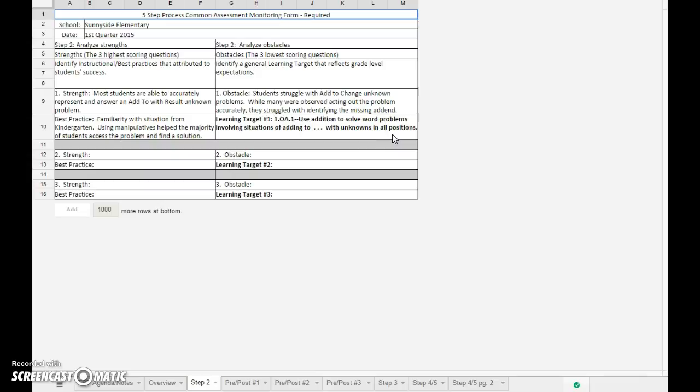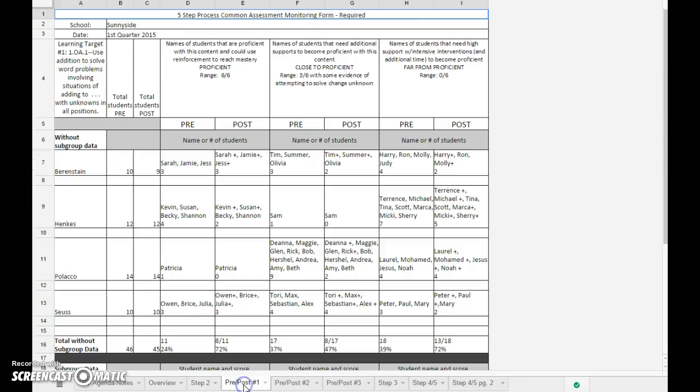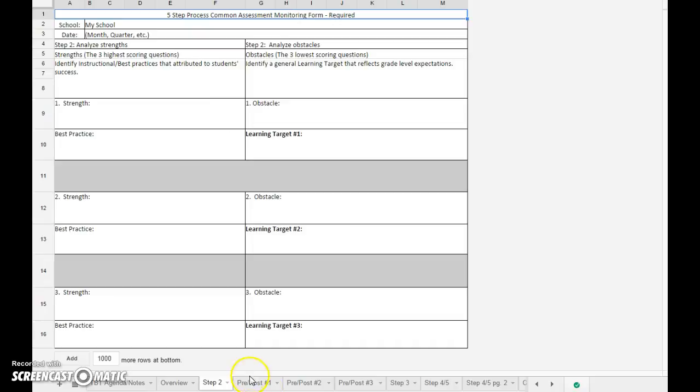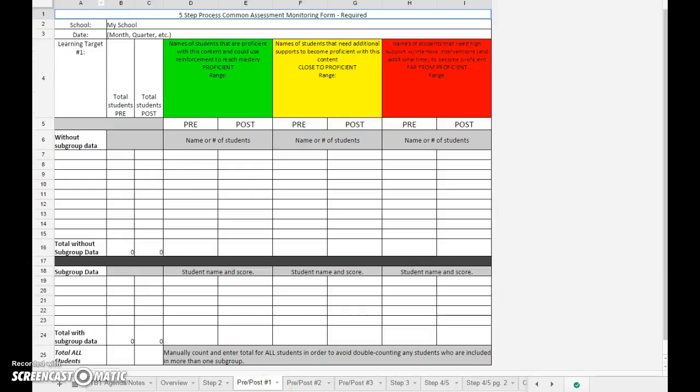So then we will go into our first intervening for students for different cohorts and our first short cycle common assessment. So this is the form that we're going to utilize. It is our pre-post number 1, where we intervene for students, and we have the ranges from far from proficient, close to proficient, or proficient. We have an area for our learning target. We have an area here without subgroup data and with subgroup data.